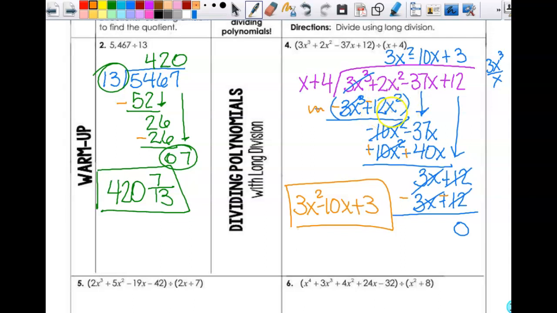Right here? Because when I multiplied, I had 3x squared times x is 3x cubed, and then 3x squared times 4 is 12x squared. So just like here when I had to multiply 4 times 13, I have to multiply this 3x squared by both of these terms. Okay, so then when I got my negative 10x, I multiplied and got that right there. And then negative 10x times 4 is negative 40x right there. Does that make sense? Okay, good question.